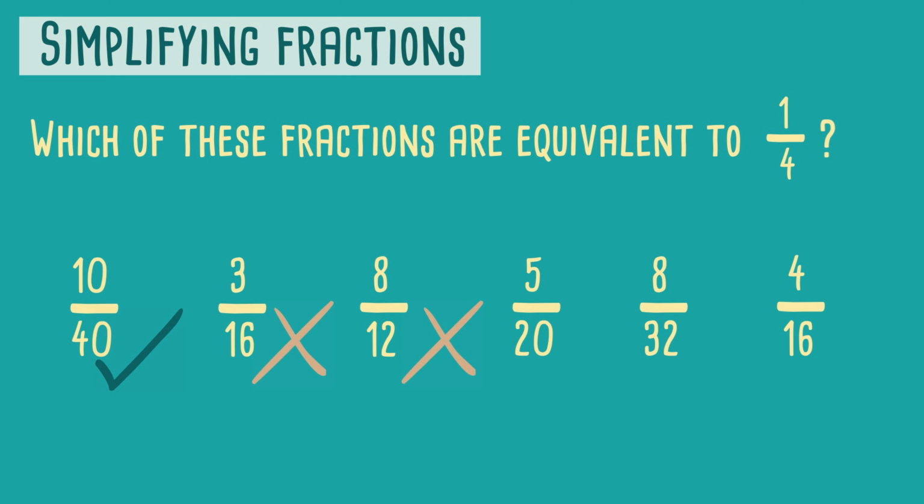5/20 is equivalent, as both numbers have been multiplied by 5. 8/32 is also equivalent, as both the numerator and denominator have been multiplied by 8. Finally, 4/16 is equivalent to 1/4, as the top and bottom have both been multiplied by 4.